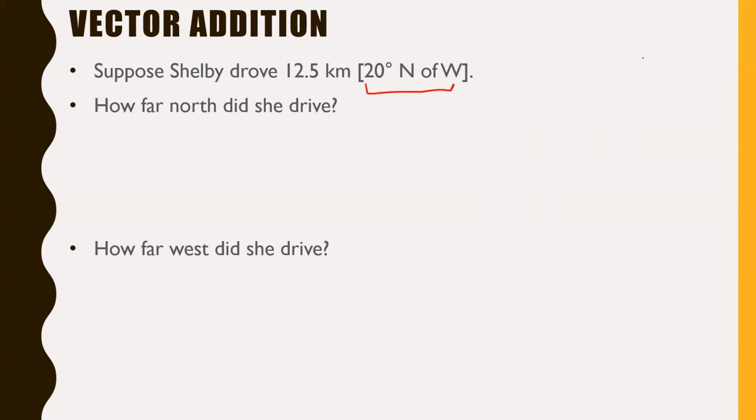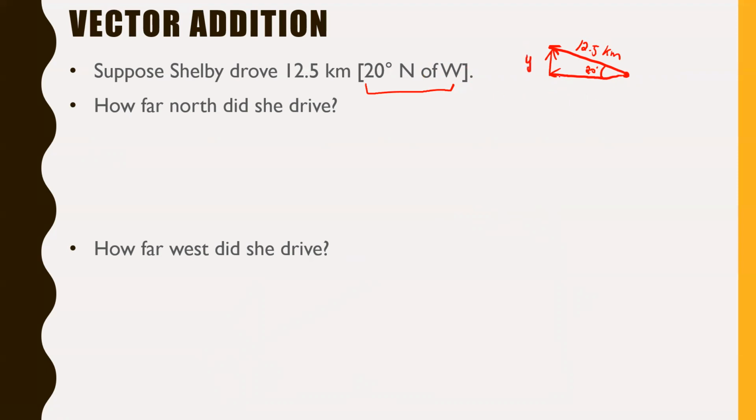Long story short, I'll start by drawing a line to the west. So if this is our starting point, this way would be west. And then we're going to go 20 degrees north of that, so just a little bit north. We'd say that's about 20 degrees north of west. And her distance there was 12.5 kilometers. Now the question is asking how far north did she drive and how far west did she drive? It's really just asking us to break this down into X and Y components.